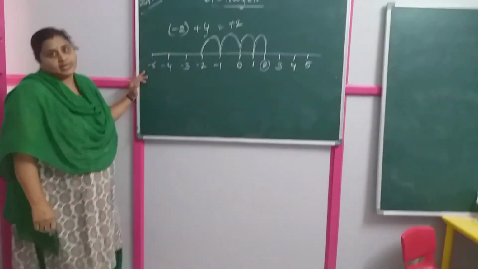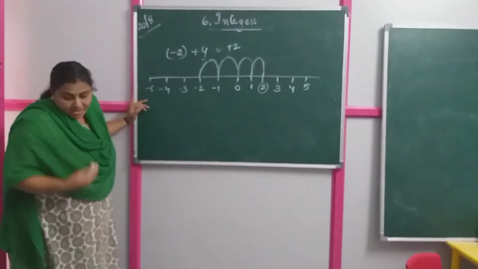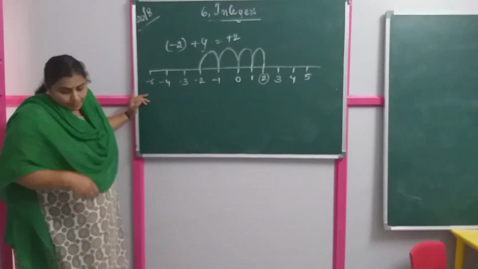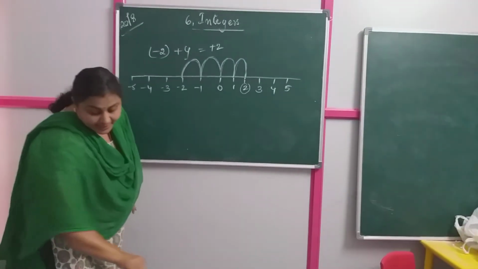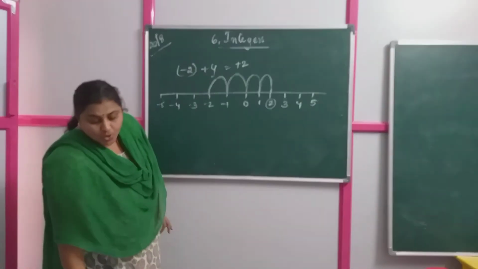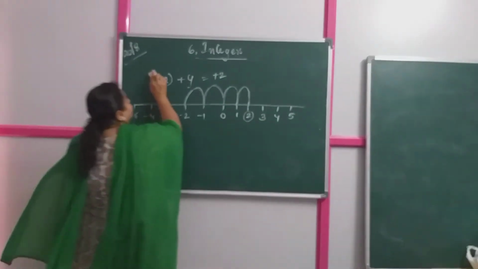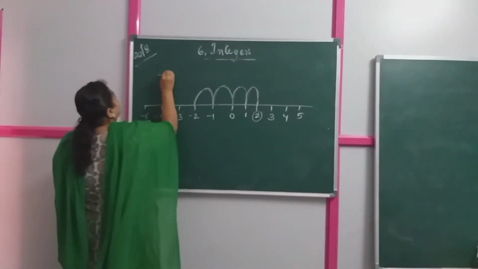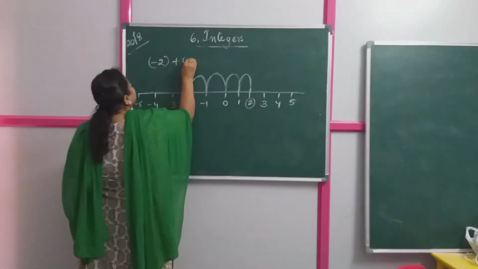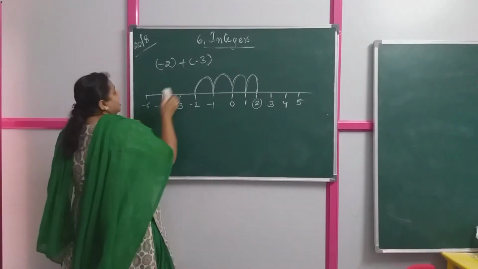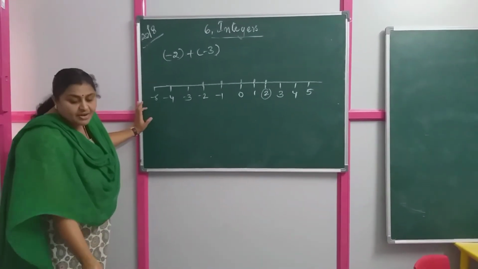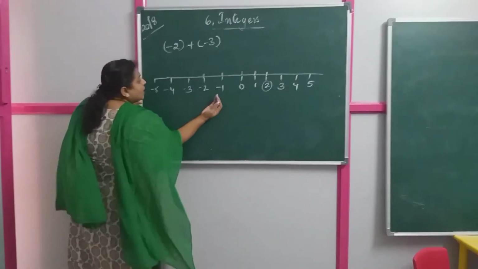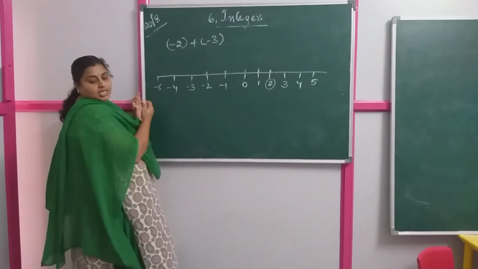That is your answer. Got it, children? Suppose I have both negative integers, say minus 2 plus minus 3. Since both are negative, what are we going to do? We have to add and give the negative symbol. So you will be counting backwards. Got it, children?